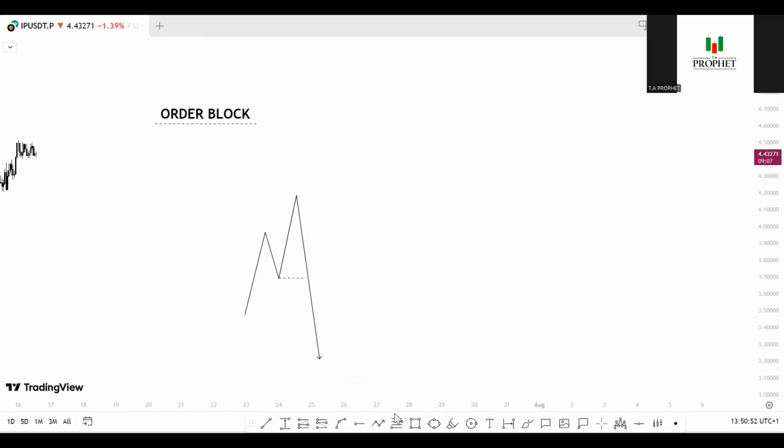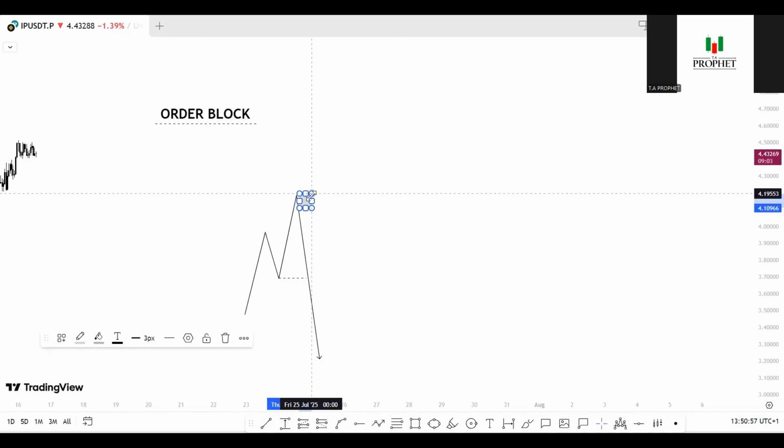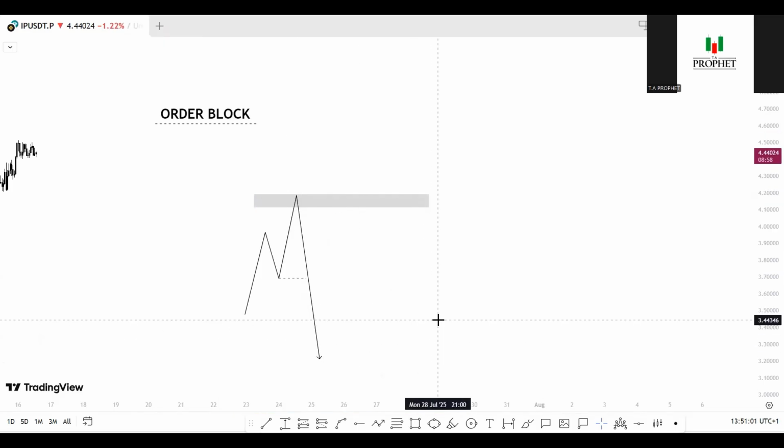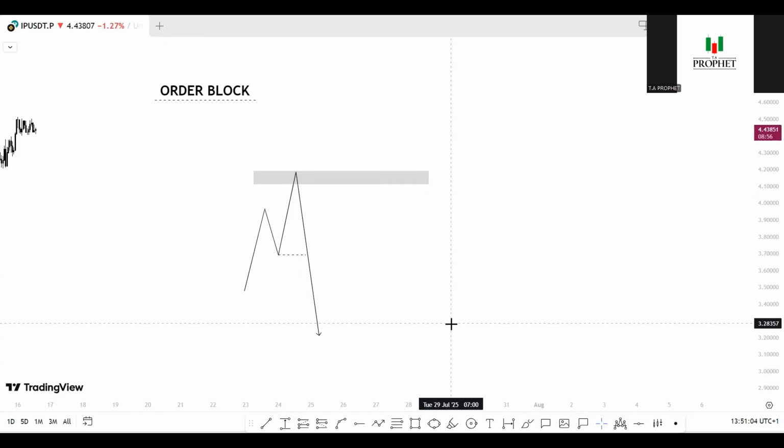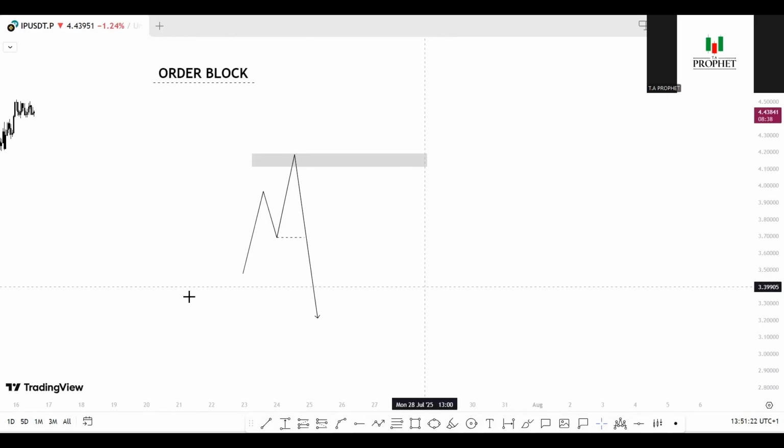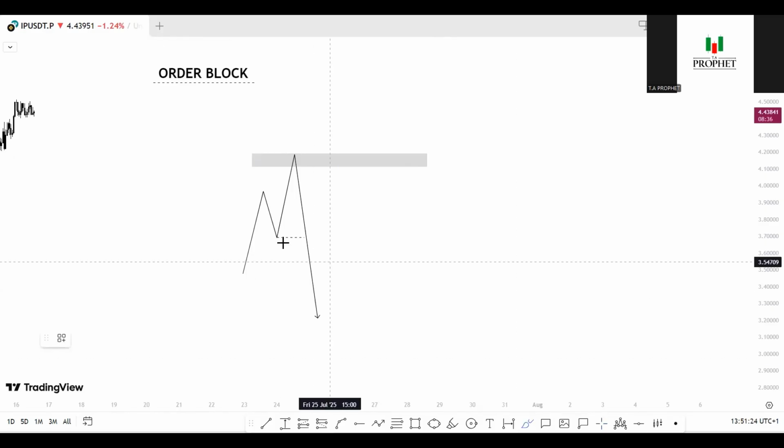Now, the last bullish candle before this impulsive move is an order block. You understand? Like we said in the first explanation, there are key levels on the chart. Don't forget that large institutions like the banks execute large buy or sell orders, causing a strong impulsive move from that zone.